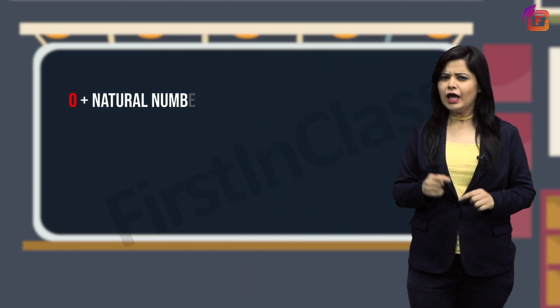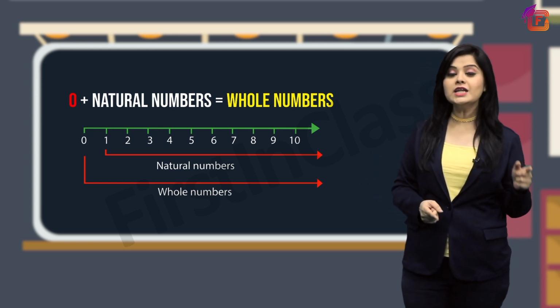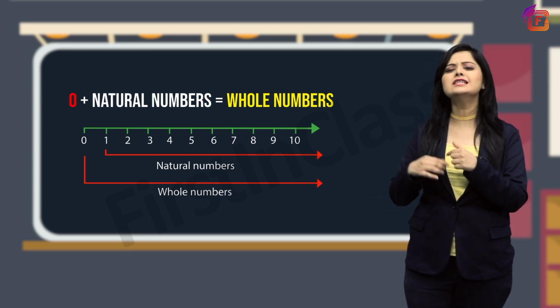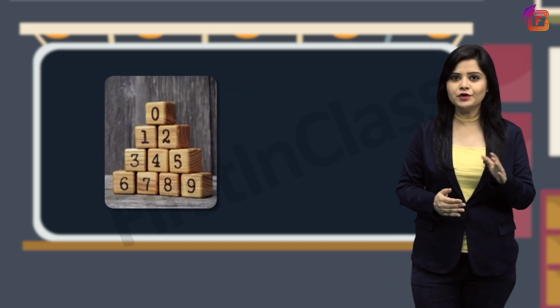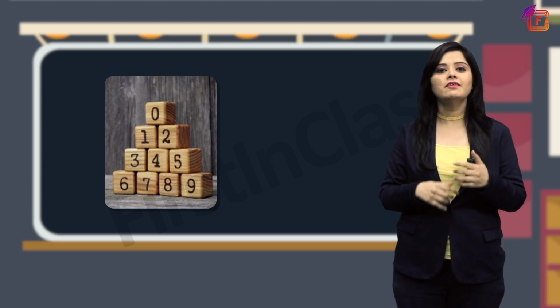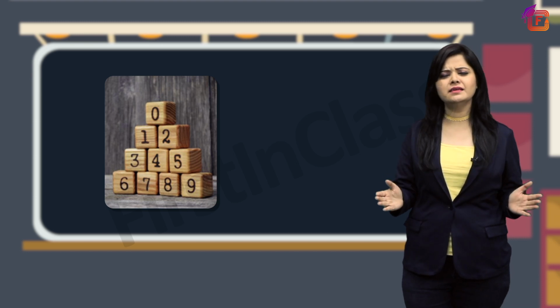So far, we have learnt about whole numbers. Now let us recall what they are. Yes, if we include 0 with the natural numbers 1, 2, 3, 4 and so on, we get the set of whole numbers. Now here, we have taken the first 10 whole numbers. We are randomly adding, subtracting, multiplying and dividing the numbers.